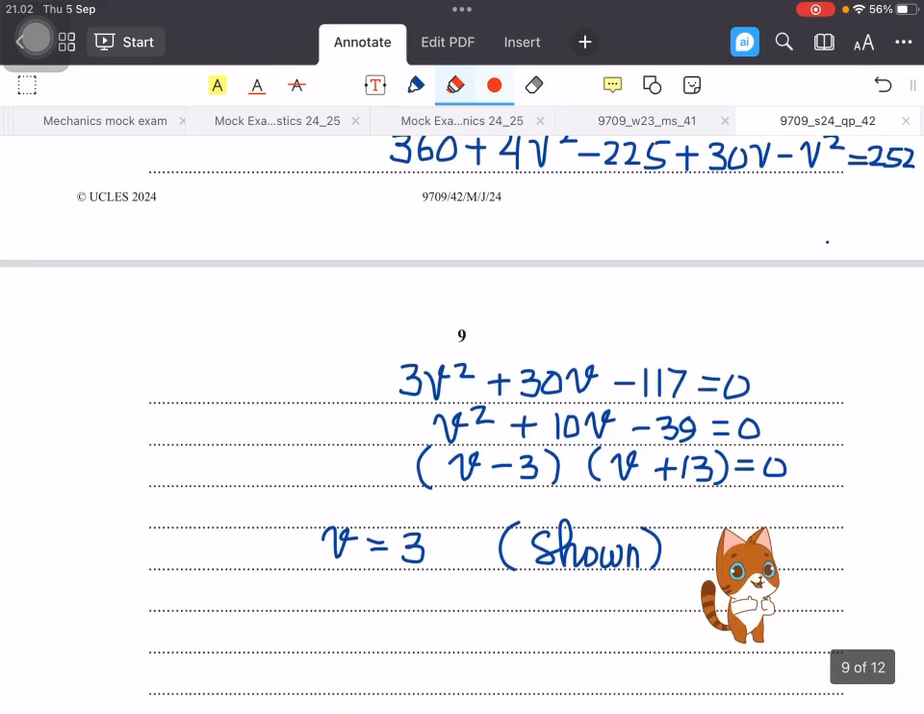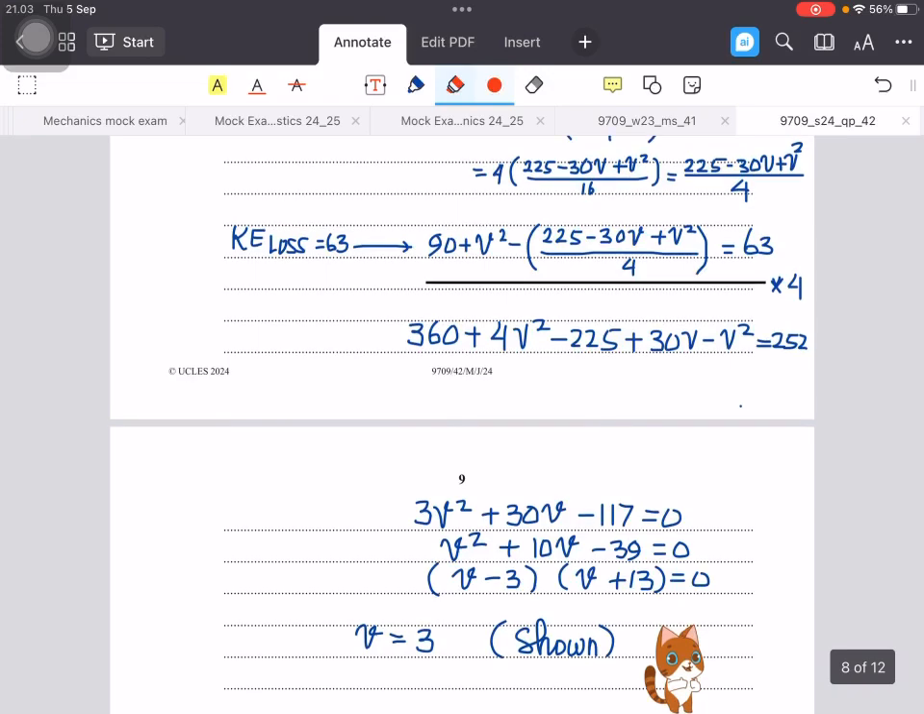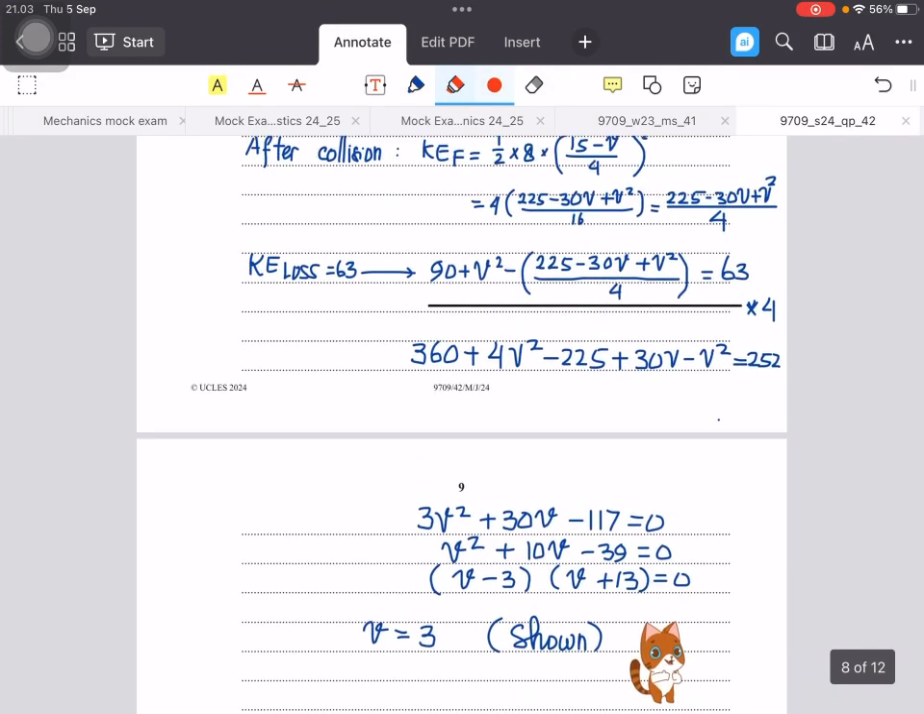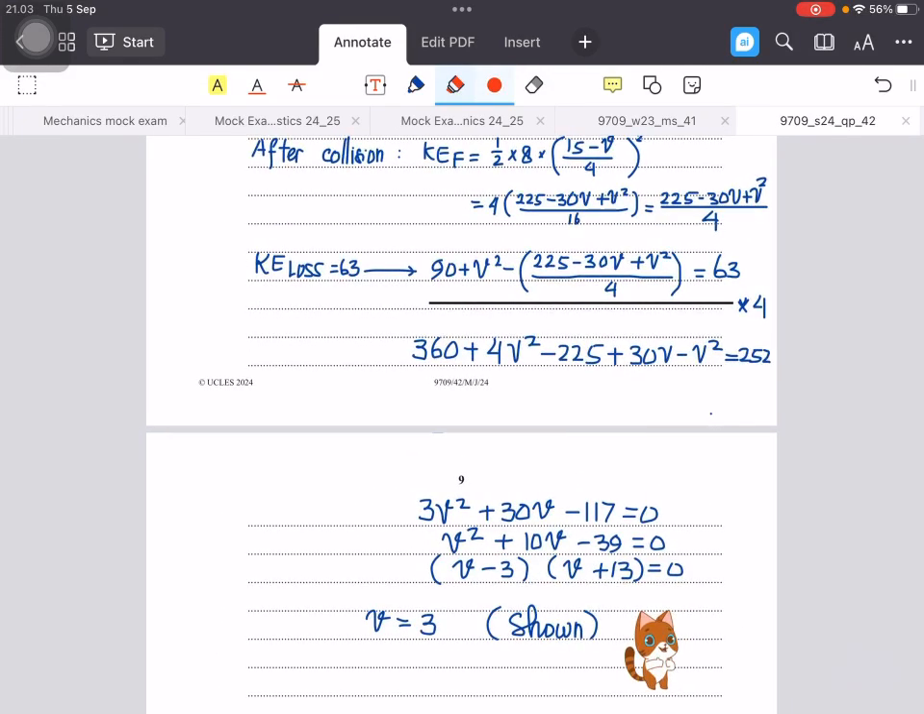So solving this quadratic equation, we can find that V is equal to 3. So we have shown what the question asked us to show.